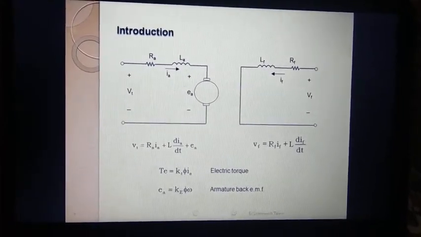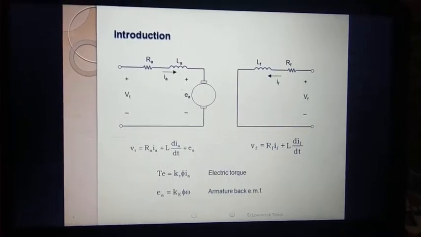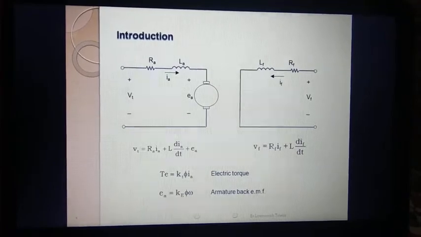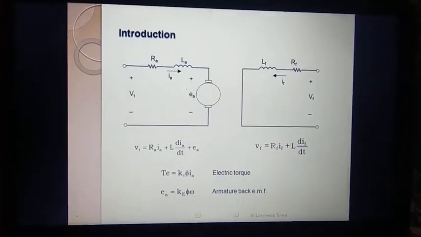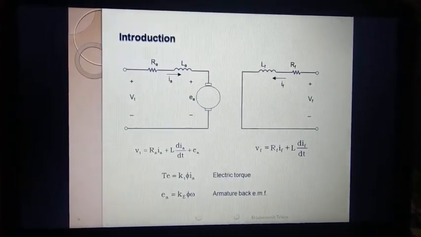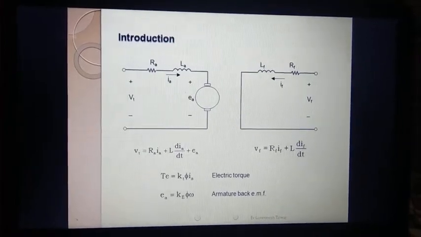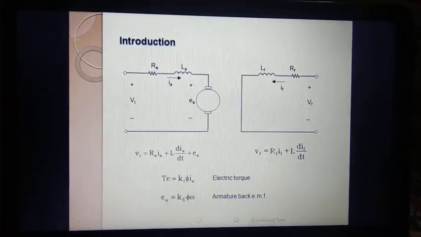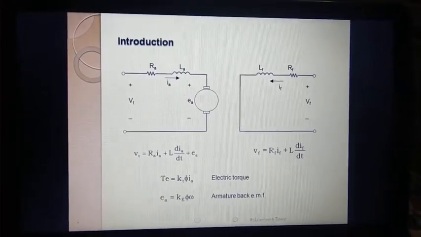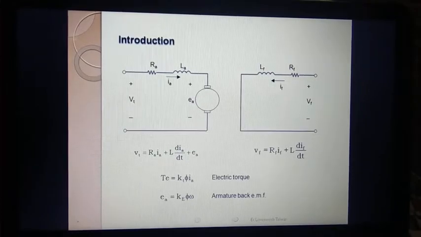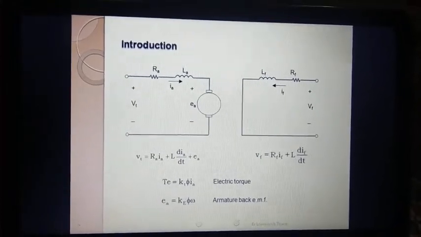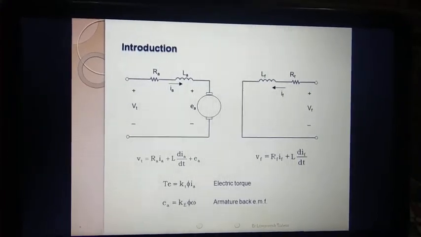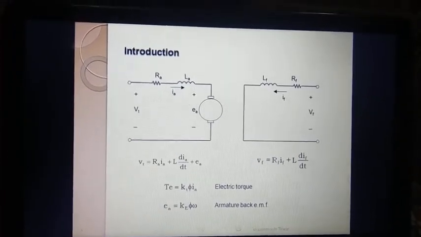In the armature we have a current called the armature current, and on the field side there is a current called the field current. Now it depends on which type of motor is used. For example, in a DC series motor, the armature current is equal to the field current, which is equal to the load current. But in a DC shunt motor, the load current is equal to the combination of the armature current and the field current.